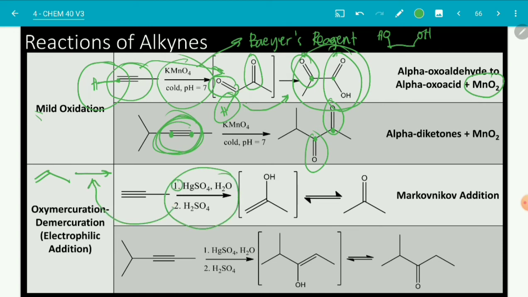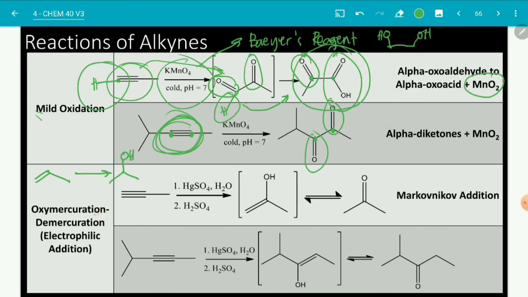So ang una mong gagawin, mercuric sulfate muna in water, then mag-a-add ka ng acid which is H2SO4. Okay? So pag ginawa mo yan, Markovnikov addition lang. Nagkakaroon ka ng more substituted na alcohol. Okay? Ganyan kapag alkenes. Paano kapag alkynes?